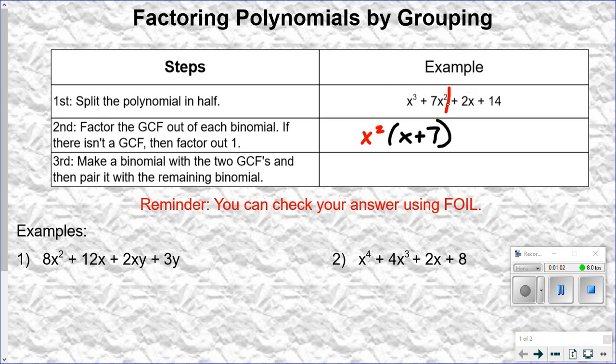And then I'm going to factor this other side. I have 2x plus 14. I can factor out a 2 out of it. So I'm going to factor out a 2, and it's a positive 2, so I'm going to write plus 2 there. So 2 times x plus 7.